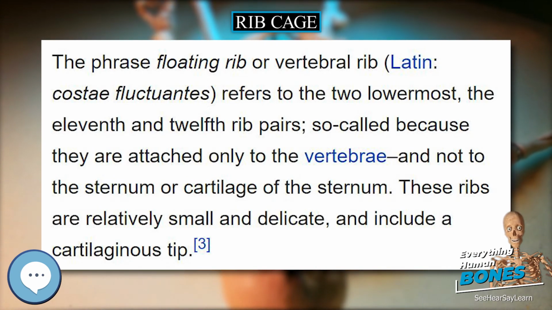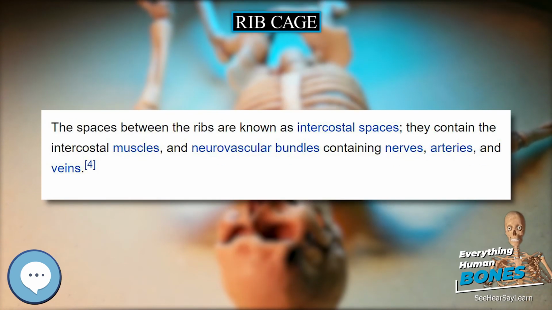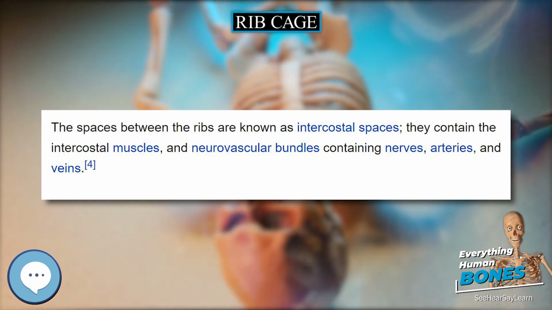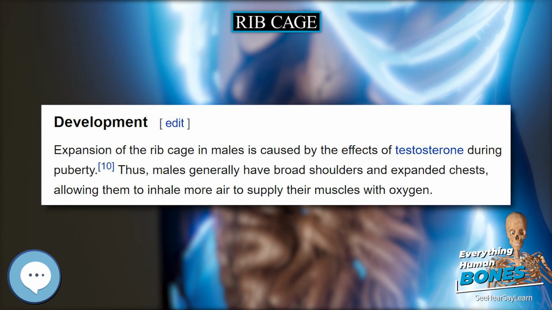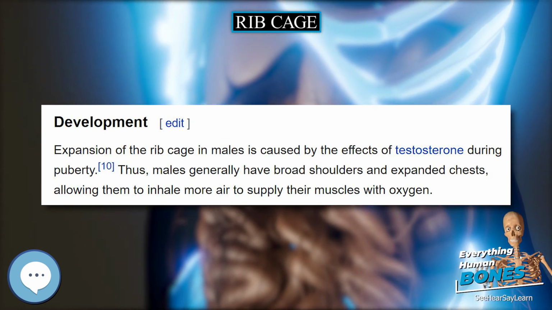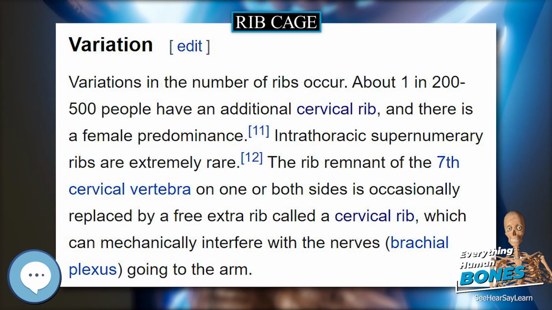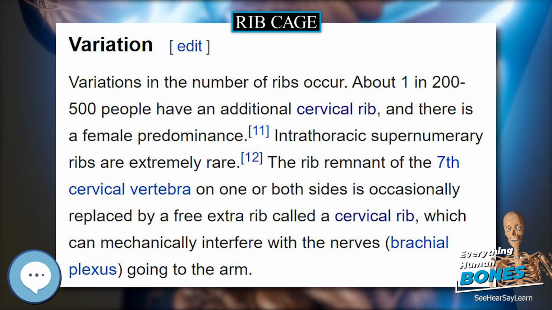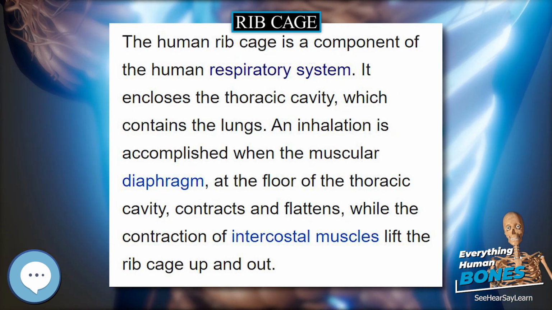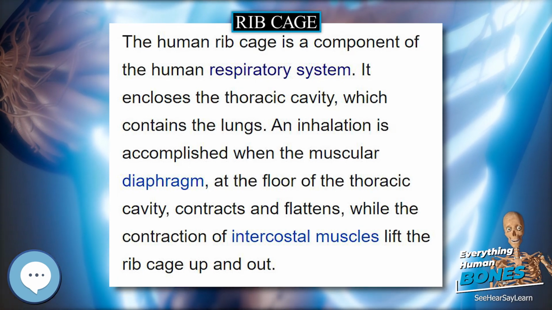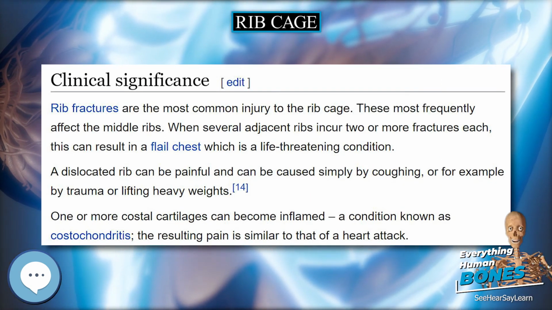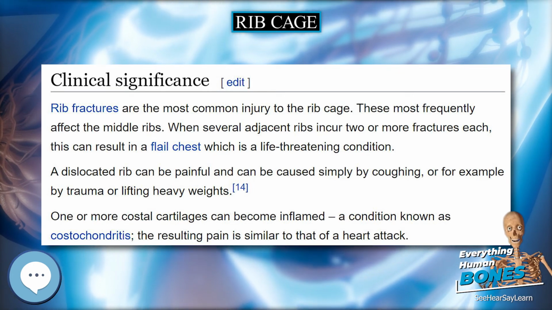The resulting pain is similar to that of a heart attack. Abnormalities of the rib cage include pectus excavatum, sunken chest, and pectus carinatum, pigeon chest. A bifid rib is a bifurcated rib, split towards the sternal end, and usually just affecting one of the ribs of a pair. It is a congenital defect affecting about 1.2% of the population. It is often without symptoms, though respiratory difficulties and other problems can arise.